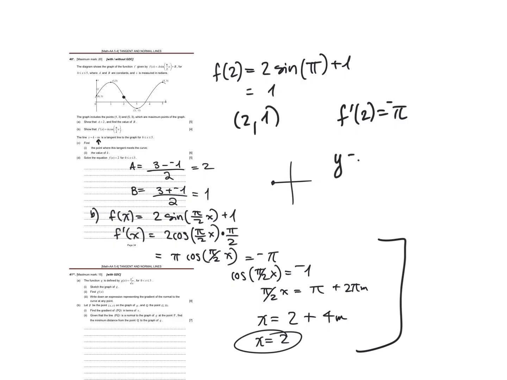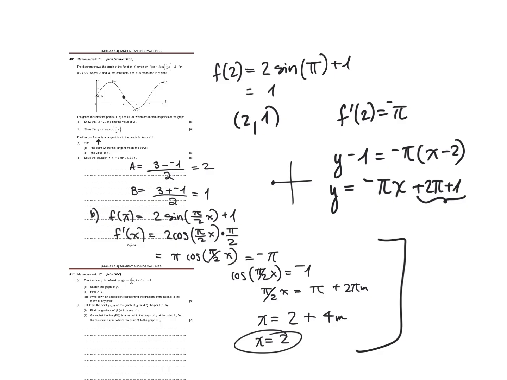So we're going to have y minus 1 equals m(x minus 2). If we do this all out, plus 2 pi plus 1. This should be k. And the point where the tangent meets the curve is (2, 1). Should be. Okay.